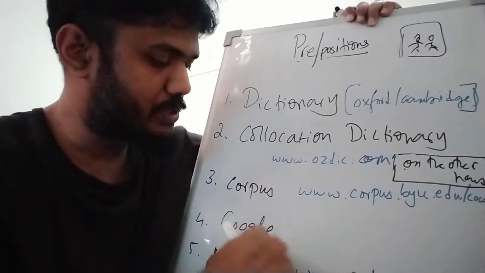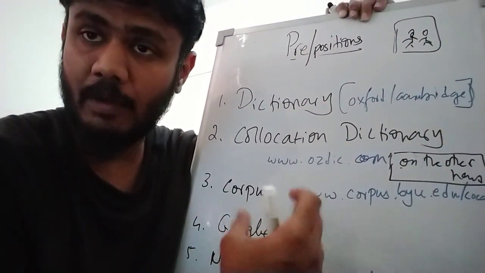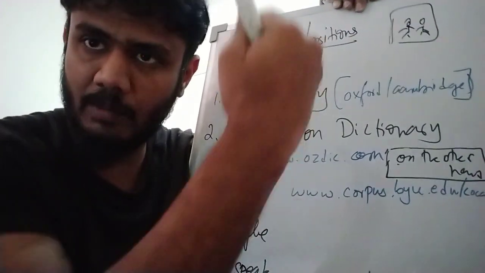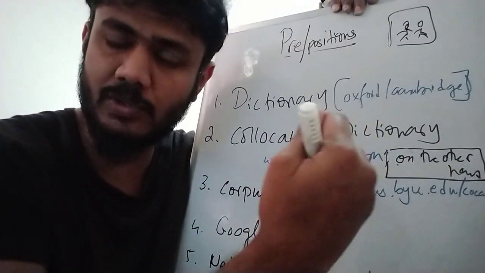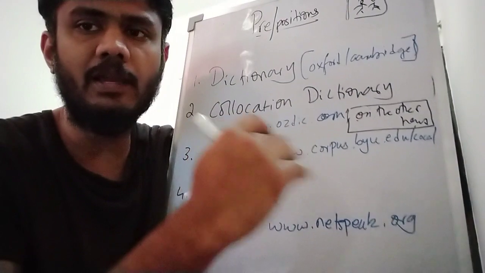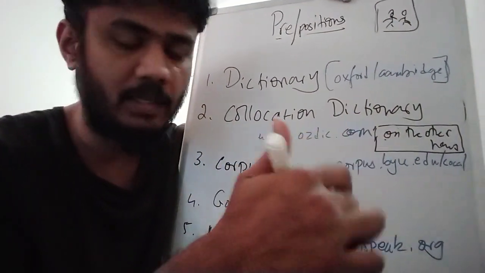Another thing that you can do is Google it. Google the phrase and see how many search results you get: at the other hand, how many search results; on the other hand, how many search results. It'll give you a fairly good idea of which one is more correct.